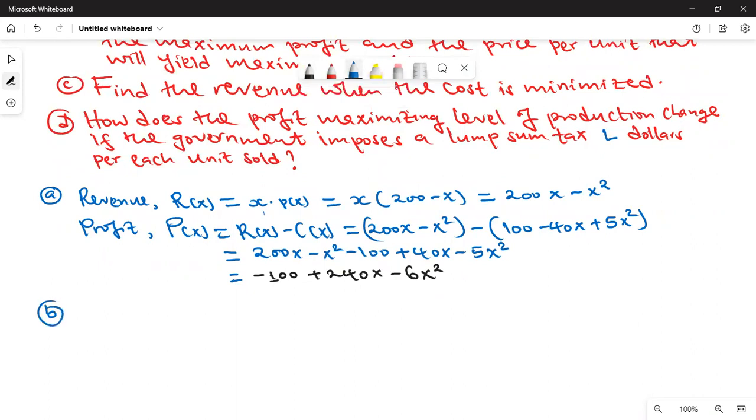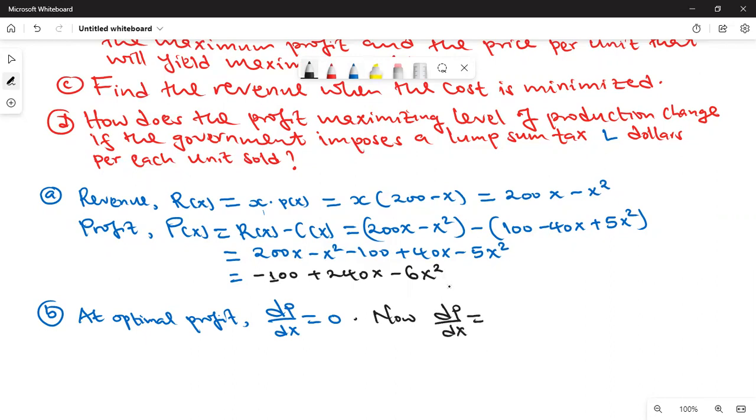Now, you know, at optimal profit, at any maximum or minimum, we know that the derivative of the profit function with respect to X must always be equal to 0. So let's differentiate profit with respect to X. So you can say now dP with respect to X will give us 240 minus 12X.